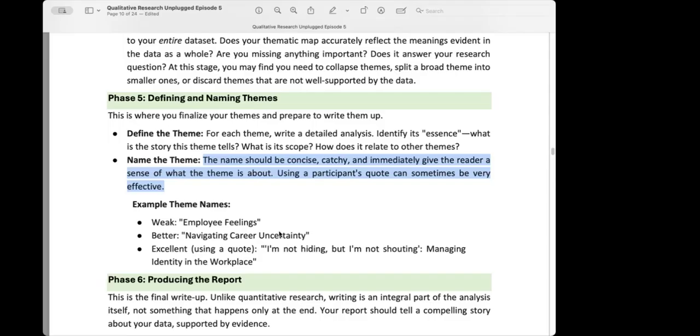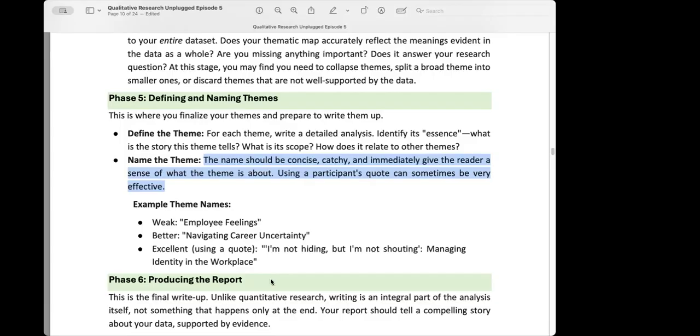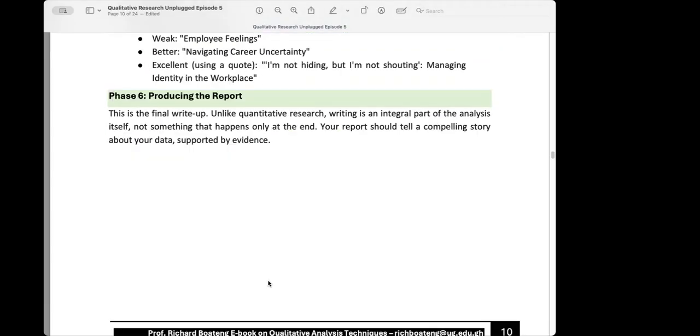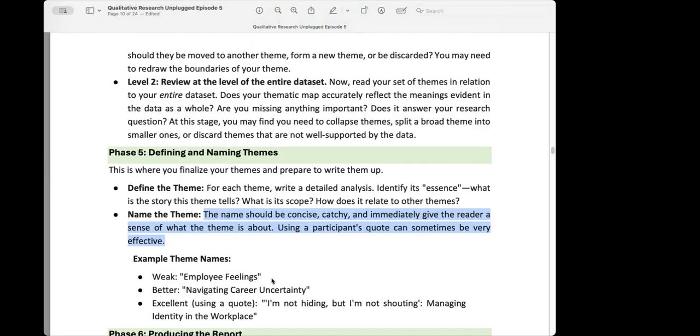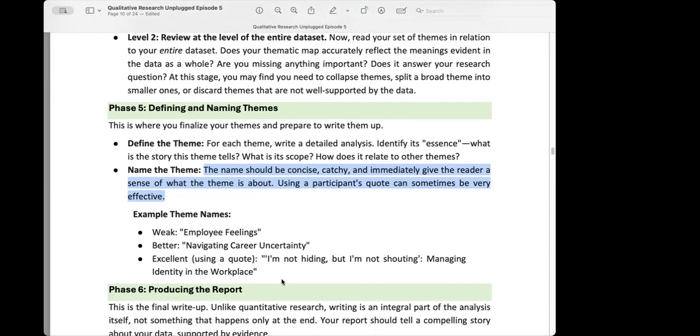Good. Theme 3. Anxieties of invisibility. The fear of being forgotten. Definition: this theme focuses squarely on the significant career-related anxieties that arose from remote work, particularly for established professionals like Maria.